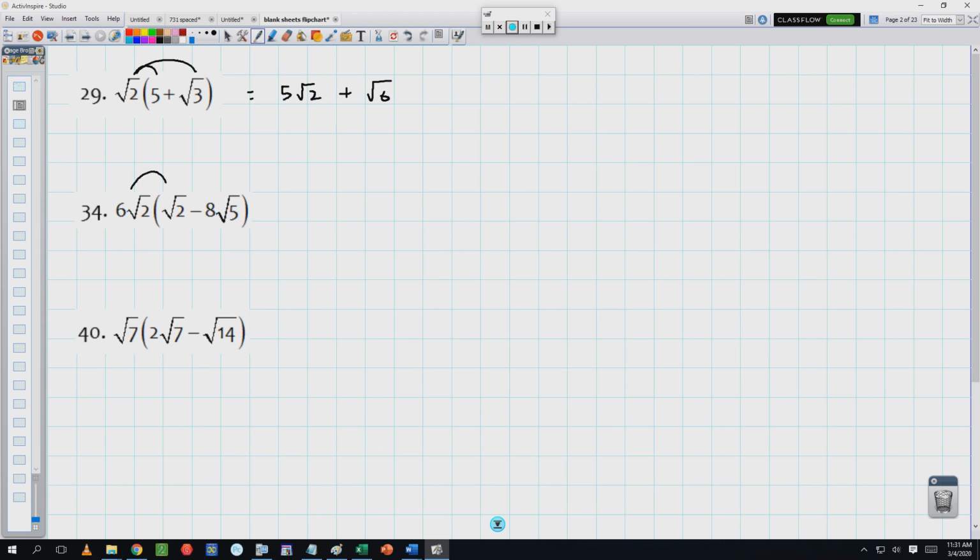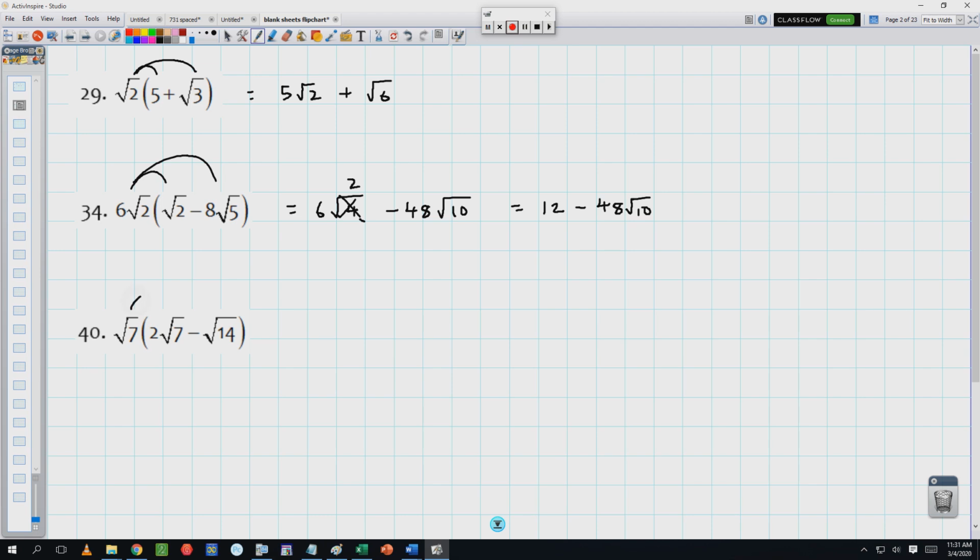6 radical 2 times the radical 2 will give me 6 square root of 4. 4 is one of those perfect numbers. And 6 with this negative 8 will be negative 48. The radical 2, the radical 5, they're inside, will be 10. The square root of this 4 here is a 2. So 6 times 2 gives me 12. 12 minus 48 radical 10.